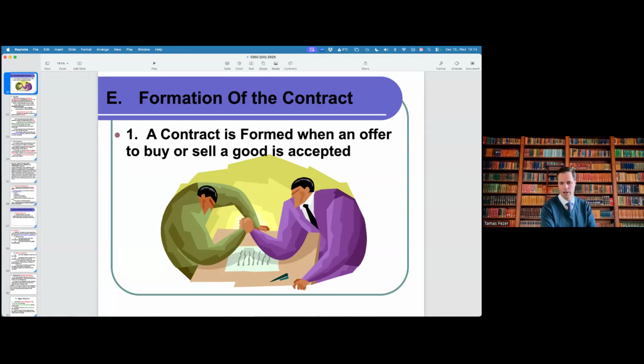Obviously, we do care about the meeting of the minds. We need an offer that's accepted by the other party, and we have this perfect overlap of the two proposals. This is when we have a contract. The CISG doesn't require any form. It doesn't establish any formal requirements for the contract, so it doesn't have to be in writing.